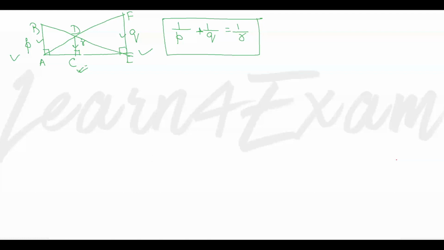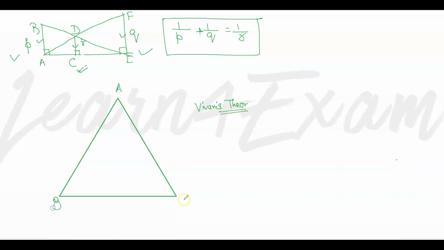The last thing for triangles. I would rather say let's take an equilateral triangle, right? Now for an equilateral triangle, we use Viviani's theorem a lot. Now, what is Viviani's theorem? What does this theorem tell us? Let's say I have an equilateral triangle ABC. I have a point inside the triangle.